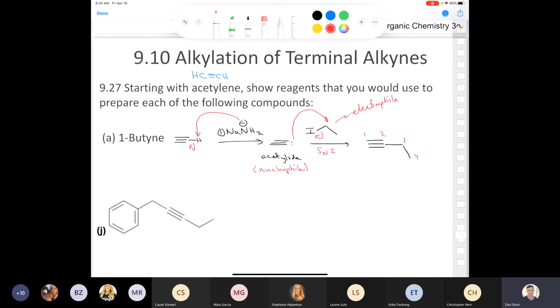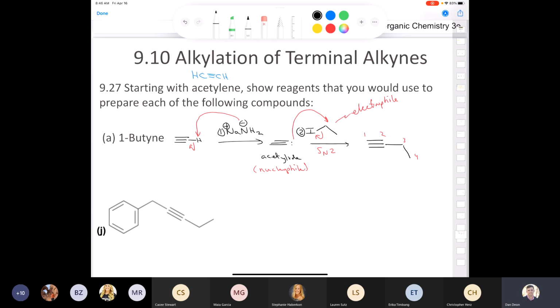So first step, we treat it with sodium amide. Second step, we treat it with ethyl iodide. Do you have to know how to draw these arrows? You bet your bobby socks you do. You have to know how to draw the deprotonation. You've got to know how to draw an SN2 reaction mechanism. Okay, so let's make this next compound here.